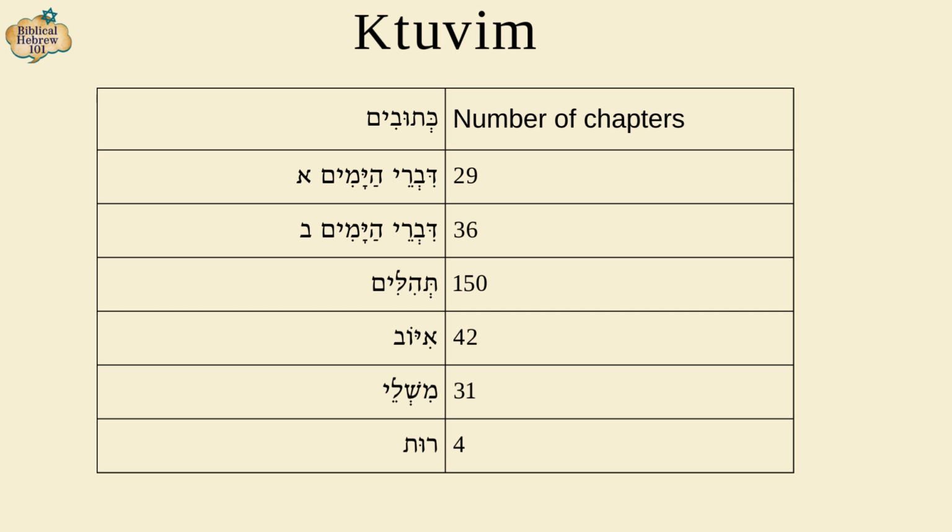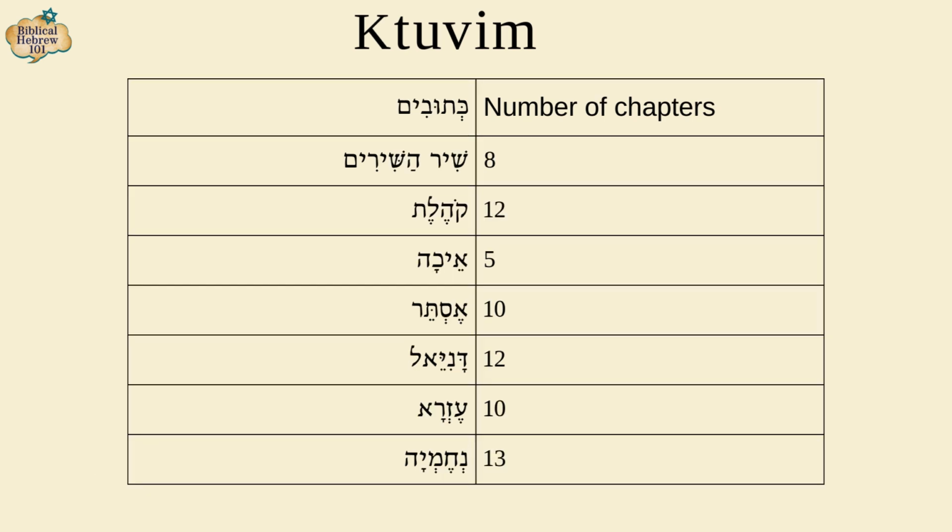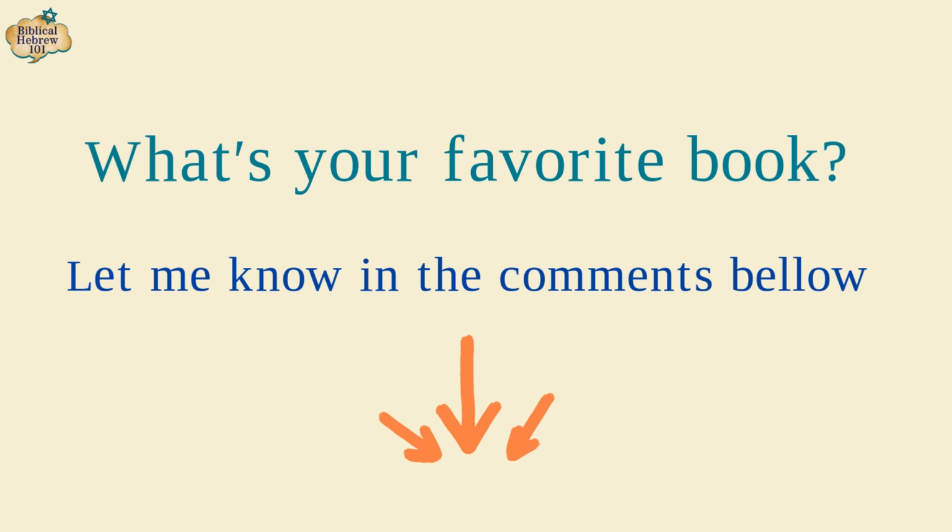Tehilim, Iyov, Mishlei, Rut, Shir Hashirim, Kohelet, Eicha, Esther, Daniel, Ezra, and Nehemiah.